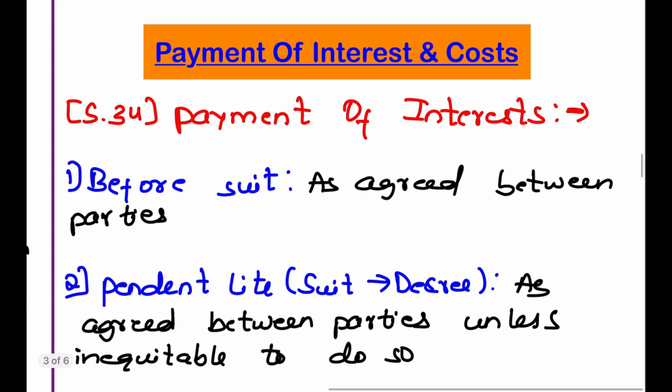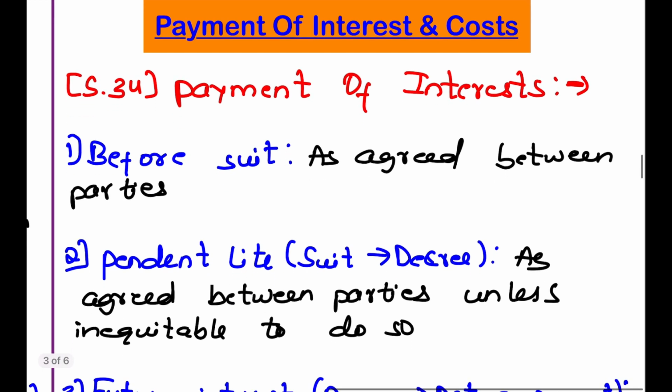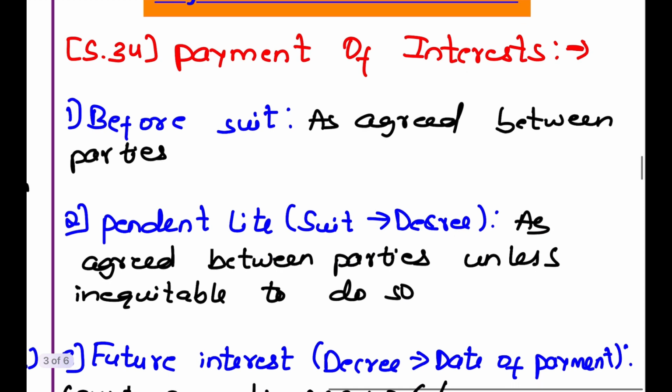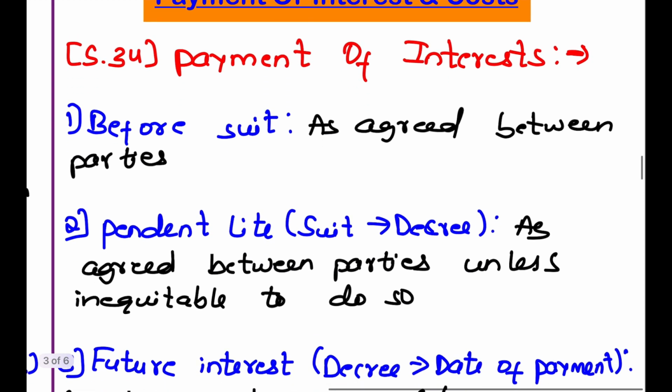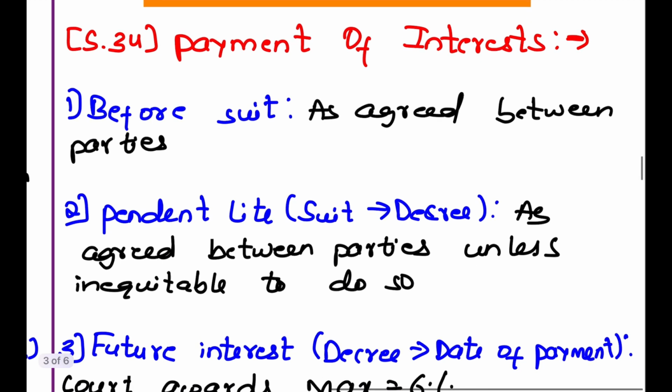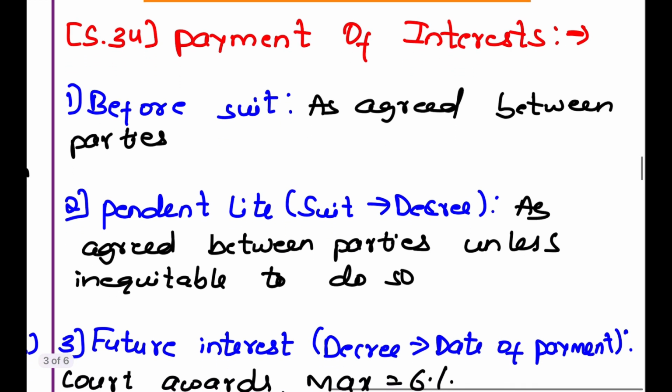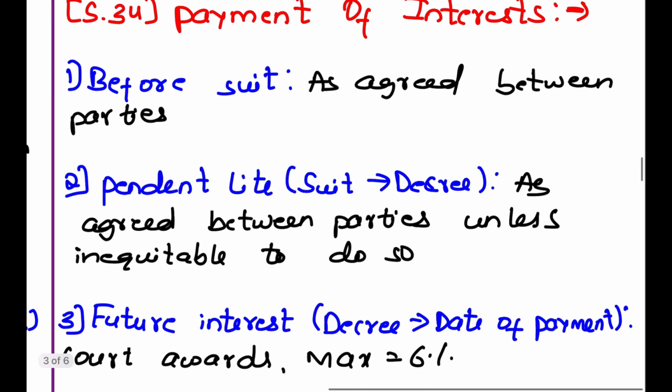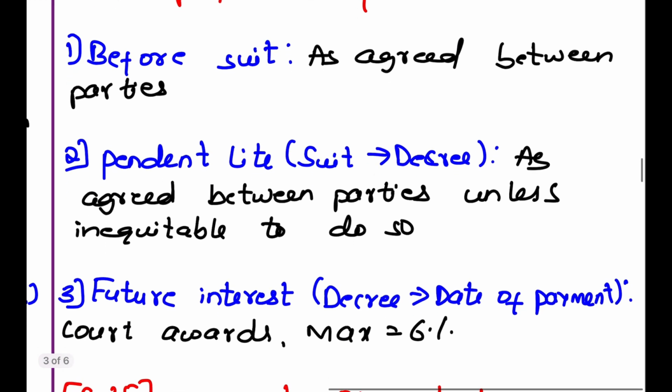The next important concept is payment of interest and costs. Payment of interest, section 34. The plaintiff is trying to claim a certain amount from the defendant, and for that amount during the pendency of the suit he will take back that claim with interest from the defendant. How that interest is charged is mentioned in section 34. Before suit, whatever interest the parties have agreed, the party will have to give to the other party.